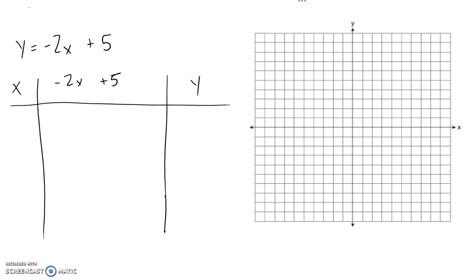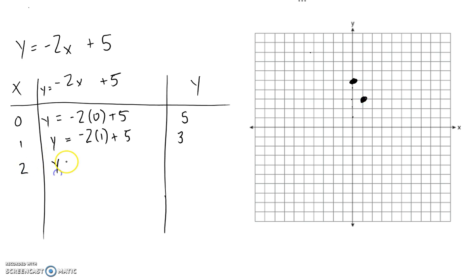Remember, you're allowed to pick whatever number you like for x. So here's 0. y equals negative 2 times 0 plus 5. So negative 2 times 0 is 0, plus 5 is 5. So 0, 1, 2, 3, 4, 5. Next, 1: y equals negative 2 times 1 plus 5. Negative 2 times 1 is negative 2, plus 5 is 3. So I've got the point (1, 3).